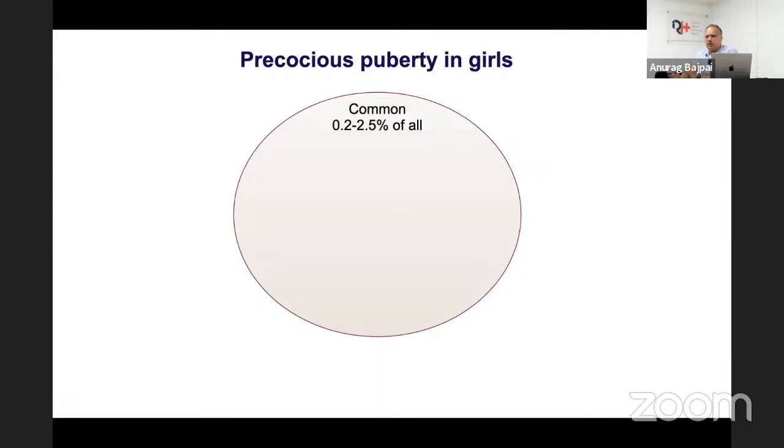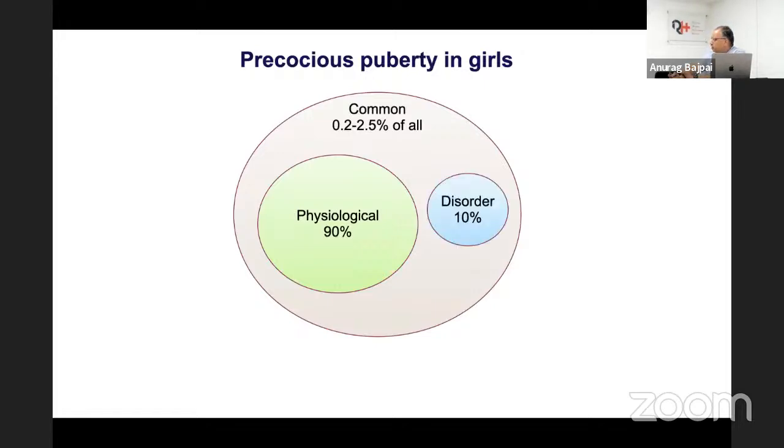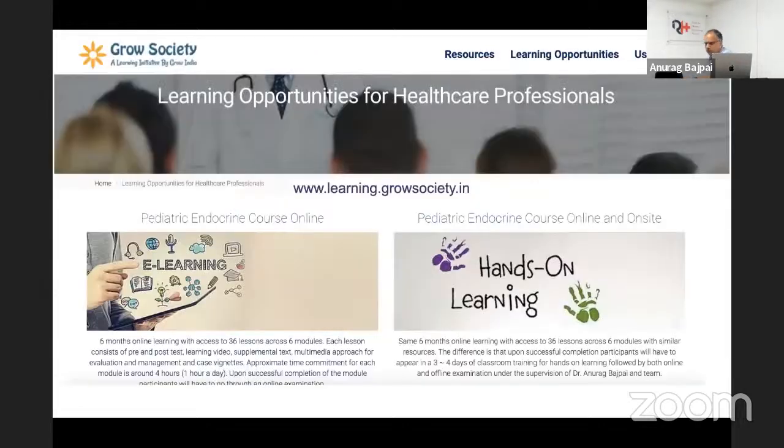So precocious puberty, as we were discussing, is a common presentation. Approximately 1 in 40 to 1 in 400 will have precocious puberty. In girls, most of them are physiological. Some of them are pathological. So we need to have a balance, not doing too much workup in somebody who has a physiological cause while not missing a pathological cause.